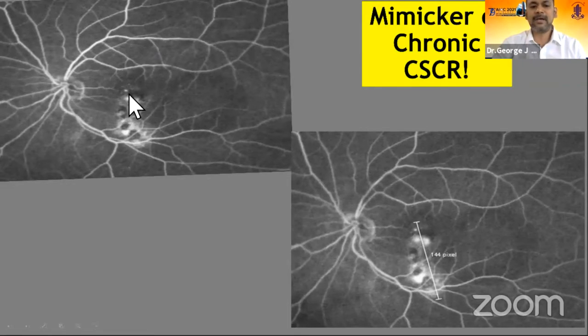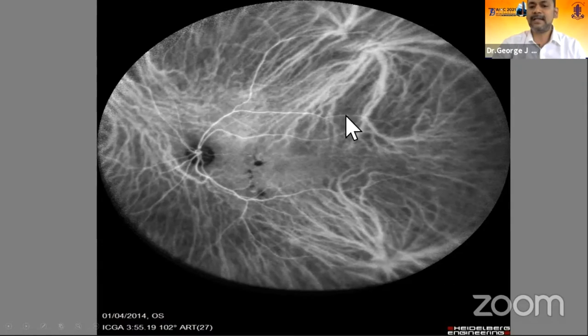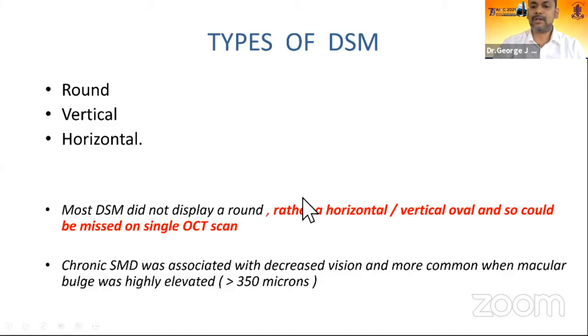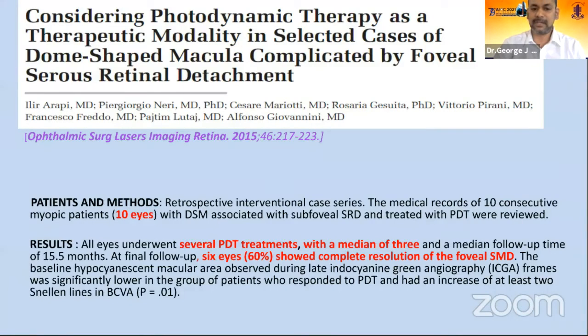So it is a great mimicker of CSR because you see these point leaks and RPE degeneration. It all mimics CSR, where ICG is the catch here. Unlike the previous cases we saw, there is no choroidal hyperpermeability. It's a hypocyanescence seen on ICG angiography. So the dome could be horizontally or vertically oval, so a single OCT scan may not be sufficient. You need a radial OCT scan to pick up this lesion.